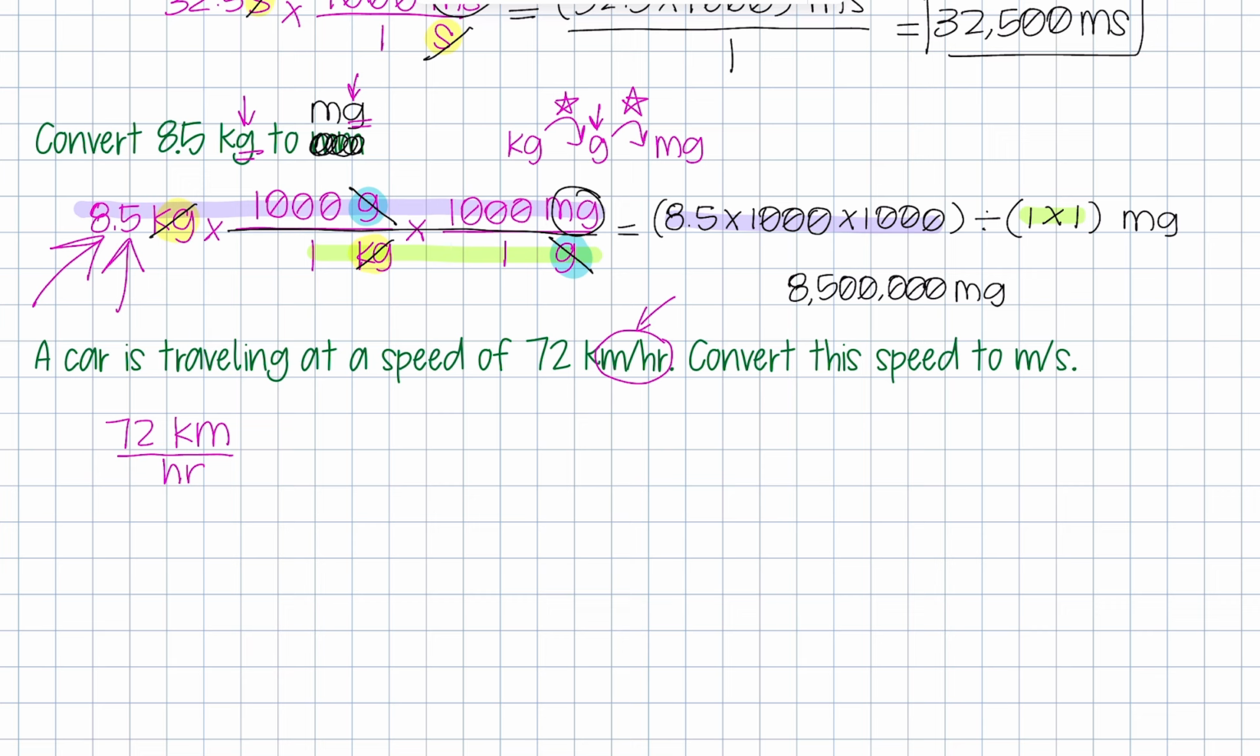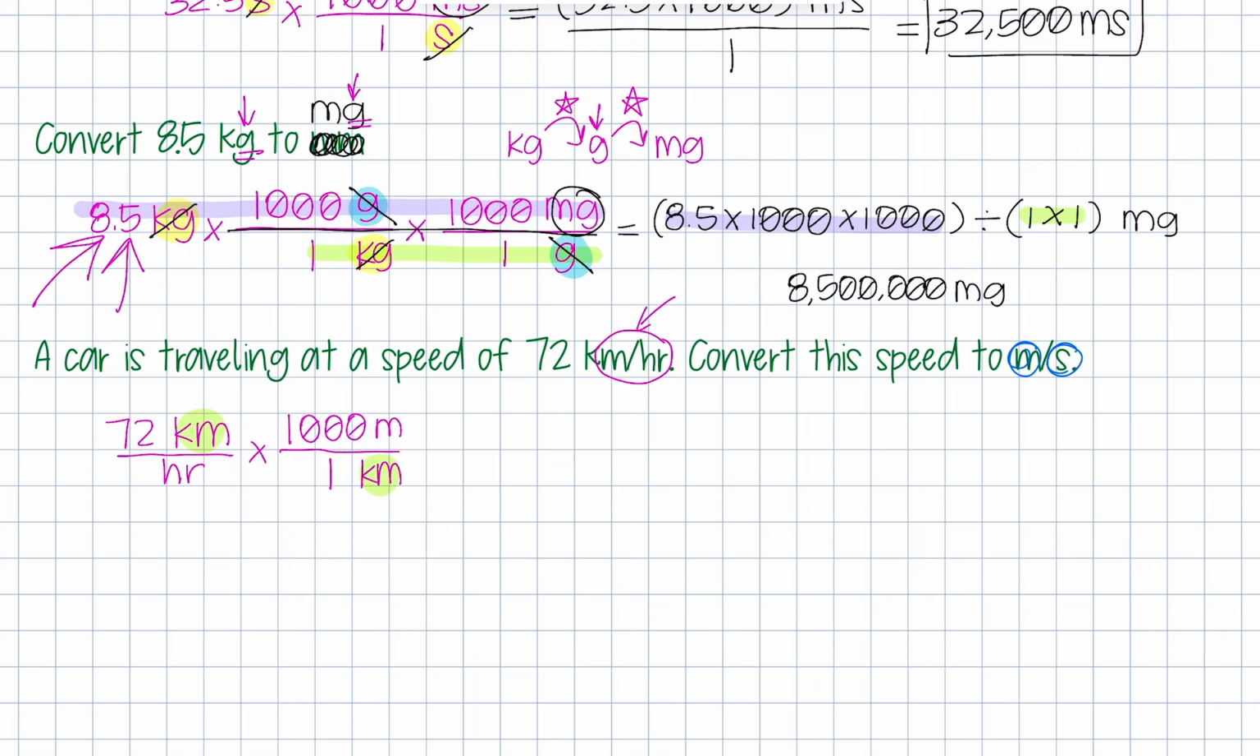All right, so you will notice in the question that we are going from kilometers to meters and from hours to seconds. So we're going to have to do multiple maths because we're changing both of those units. All right, so I'm going to start with going from kilometers to meters. I know that there are 1,000 meters in 1 kilometer. So I'm going to write it so that my kilometers cancel. And I'm left with meters.